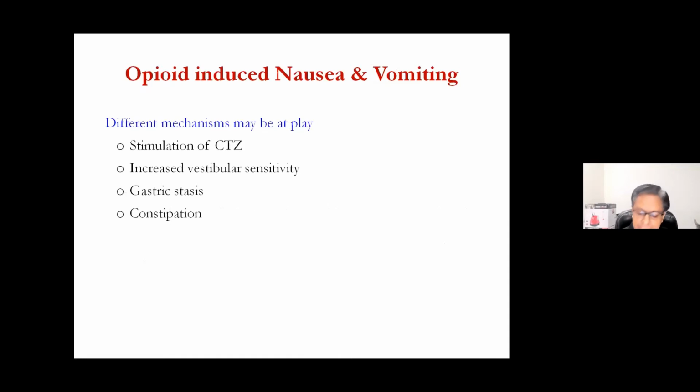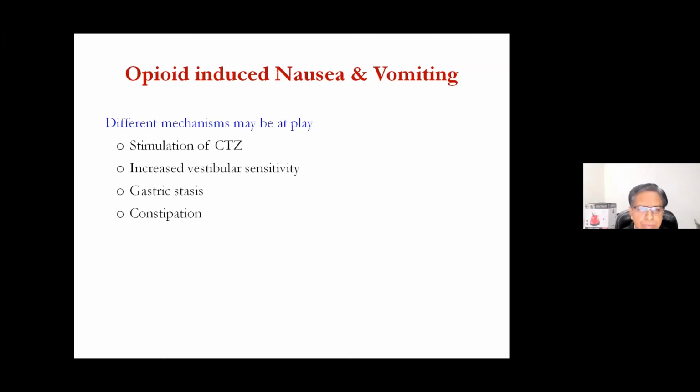Now, when patients like this come with vomiting at this juncture, it appears that the vomiting began when they were started on opiates like morphine. And opiate-induced nausea and vomiting is well known. The different mechanisms associated with opiate-induced nausea and vomiting include stimulation of the chemoreceptor trigger zone. It also increases vestibular sensitivity, and hence stimulation of the vestibular apparatus happens in these patients, leading to nausea, vomiting. It can also lead to GI stasis and constipation, which again aggravates nausea, vomiting.